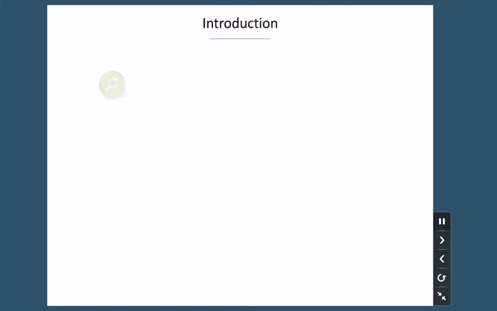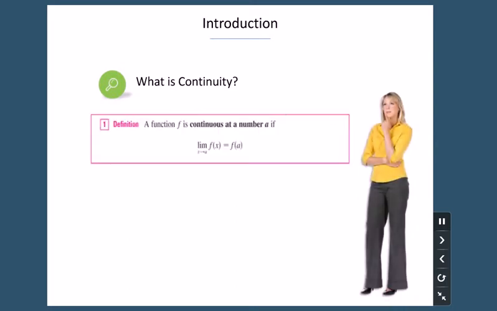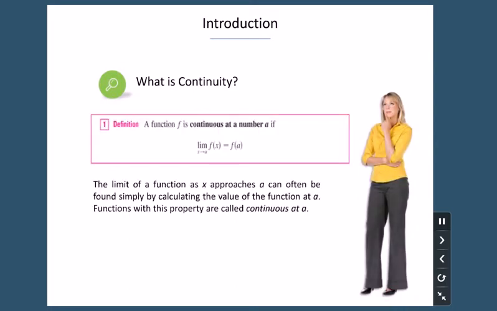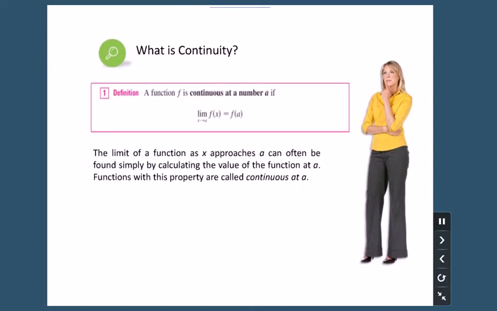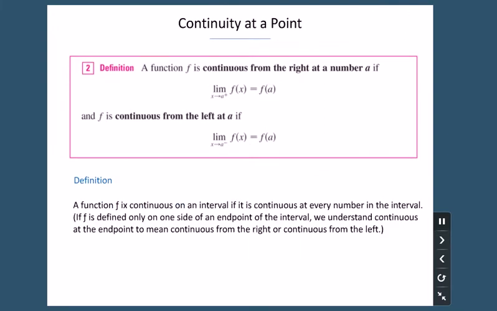What is continuity? The limit of a function as x approaches a can often be found simply by calculating the value of the function at a. Functions with this property are called continuous at a. Continuity at a point. Definition.